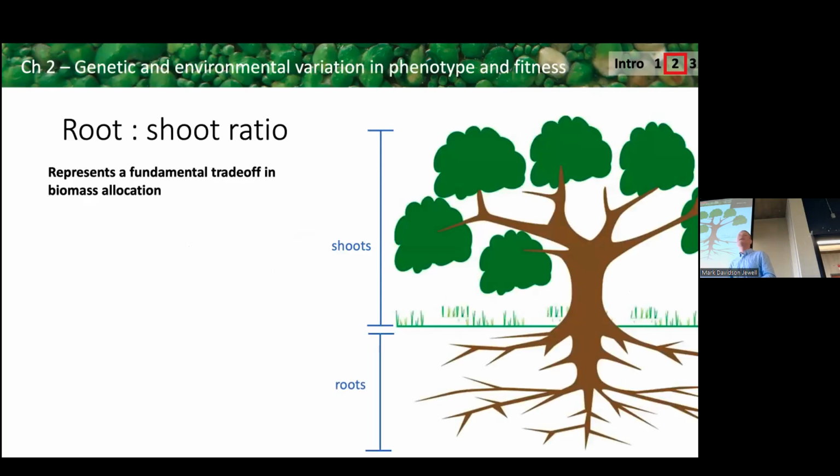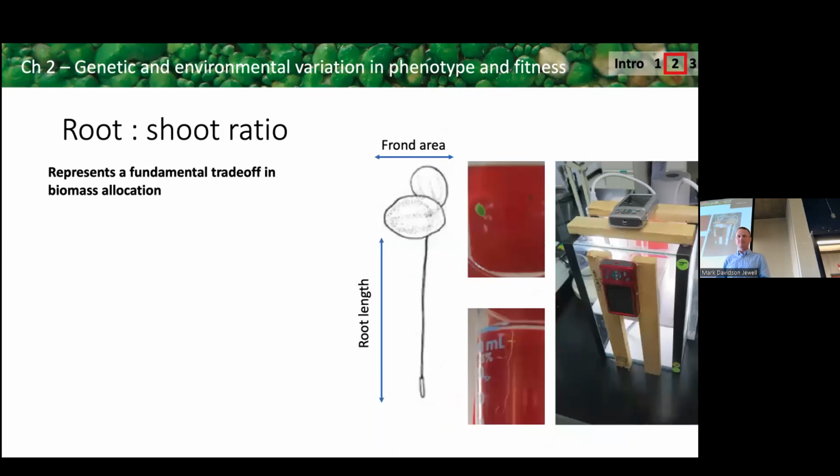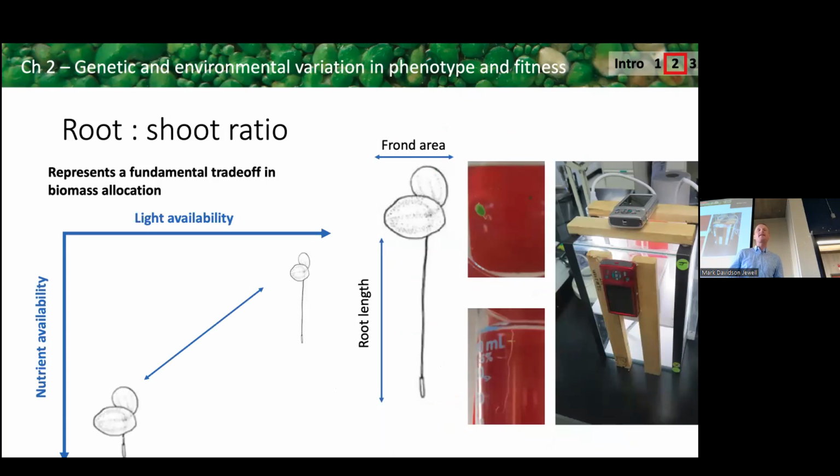The trait that we're interested in is the root to shoot ratio. And this represents a fundamental trade-off in biomass allocation. It's, of course, a well-studied trait for terrestrial plants. So plants can either invest limited energy and biomass into shoots, which is responsible for light capture, photosynthesis, or they can invest it into roots, which is responsible for nutrient and water uptake. For Lemna minor, everything's easy, right? We measure frond area and root length. They are very easily measurable traits. And in the field, we predict that in environments where light is limiting, plants should grow larger fronds. And then in environments where nutrients are limiting, plants should grow longer roots.